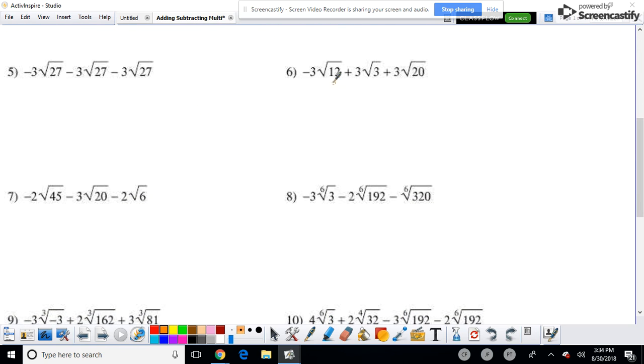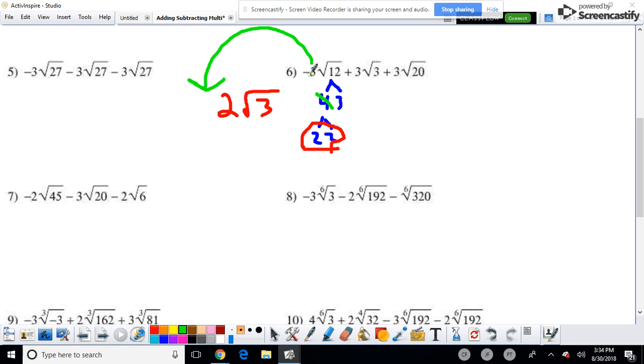Let's look at number 6. So we've got no like radicals. Nothing's the same. Well, let's go ahead and just break it down, simplify it to make it the same. 12 is 4 times 3, and 4 is 2 times 2. So this 2 comes out to the front. So we've got 2. The 3 is left over. That's radical 3. And just remember that 4 is not left over. We broke it down. Only thing left over is the 3. That's why it's under the radical. So the -3, we have to multiply it by the 2 that came out. That's very important. So here, -6 radical 3.